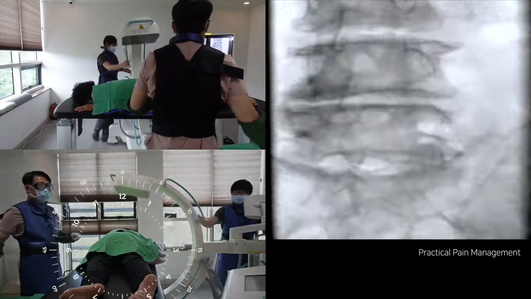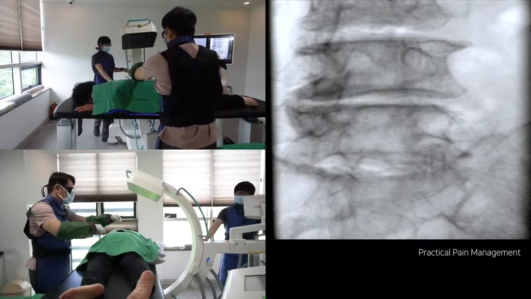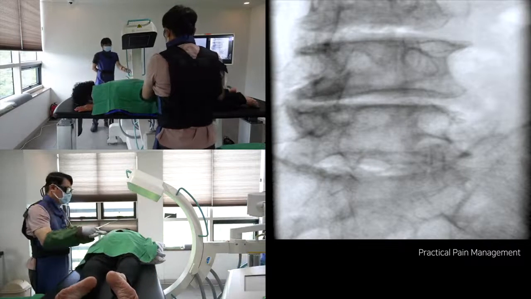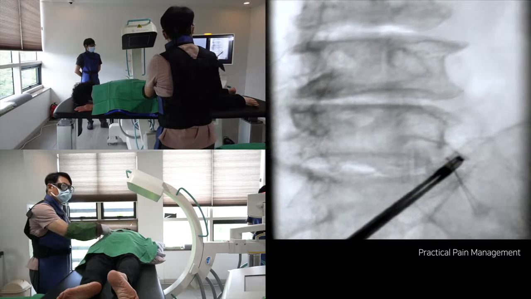It is an AP view and turns to a right ipsilateral oblique image. The compass shows 30 degrees of rotation. Oh, he is turning more. The C-arm inclined cranially about 5 degrees.